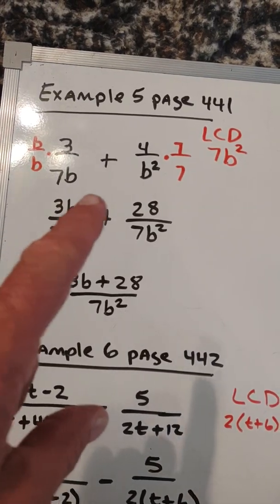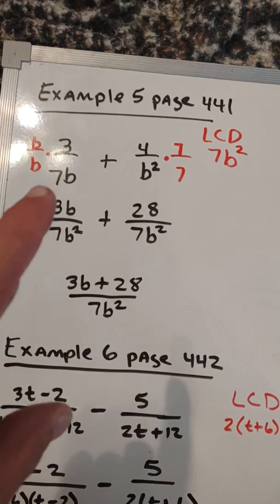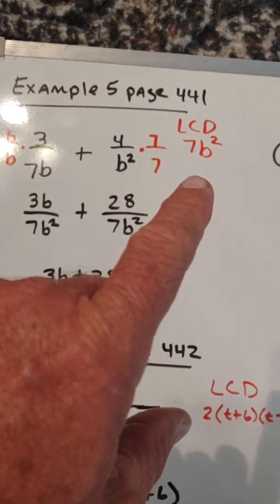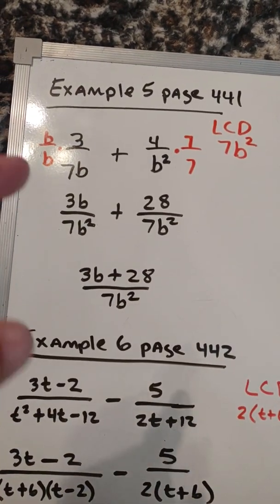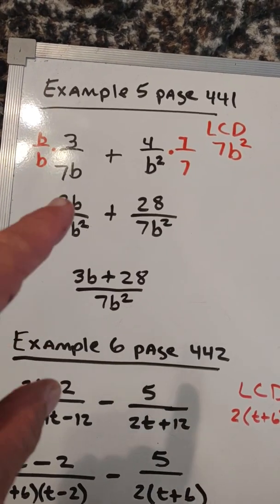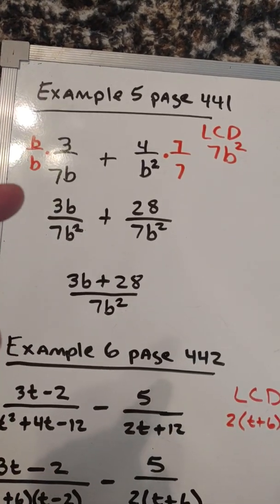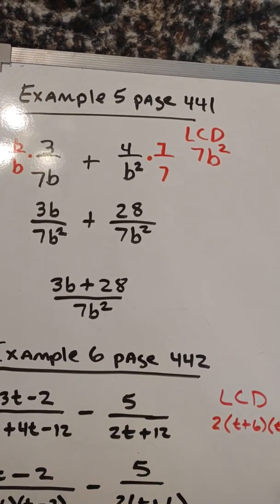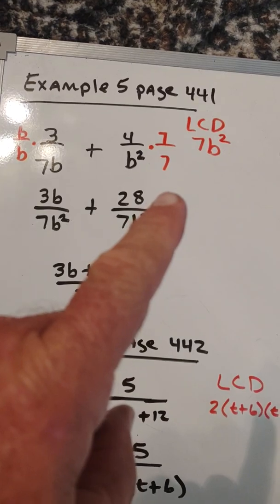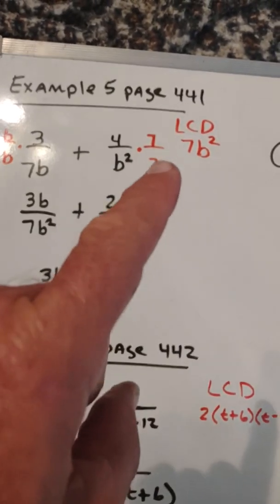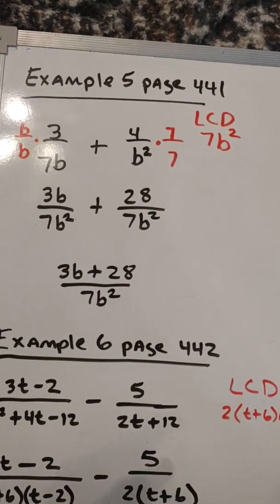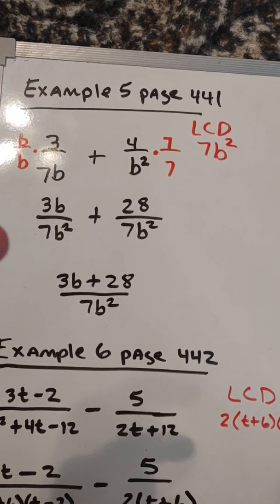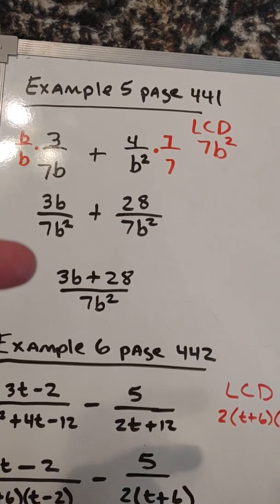Here we have 7b, here we have b squared, so we have to keep a 7, we keep the b squared, so our least common denominator is 7b squared. In order to get this to have 7b squared, we've got to multiply by b on the bottom. When I multiply the bottom by b, I've got to multiply the top by b as well. Here I've got to multiply by 7 to get 7b squared, so I multiply the top by the same thing. So b over b times 3 over 7b gives me 3b over 7b squared.